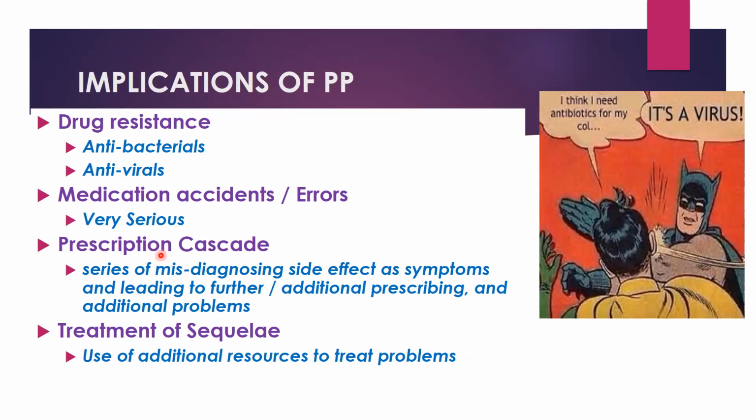So on the implications, I have another 10 minutes now, so I'll go a bit quickly. It can give rise to drug resistance, especially antimicrobial, inappropriate prescribing, and medication error I mentioned already. Prescription cascade, as I mentioned just now: the previous doctor prescribes 10 medications, and then the next doctor prescribes 10 medications and adds on a few more medications.